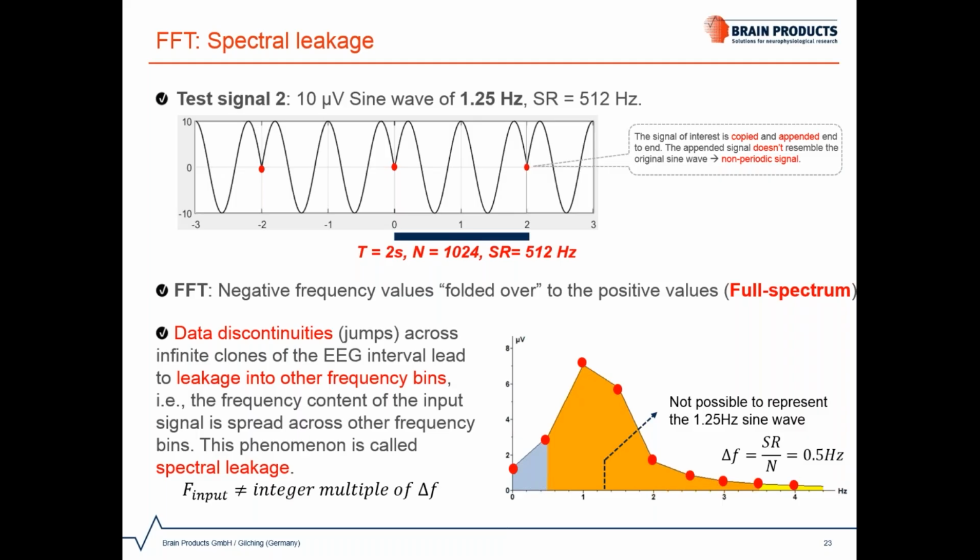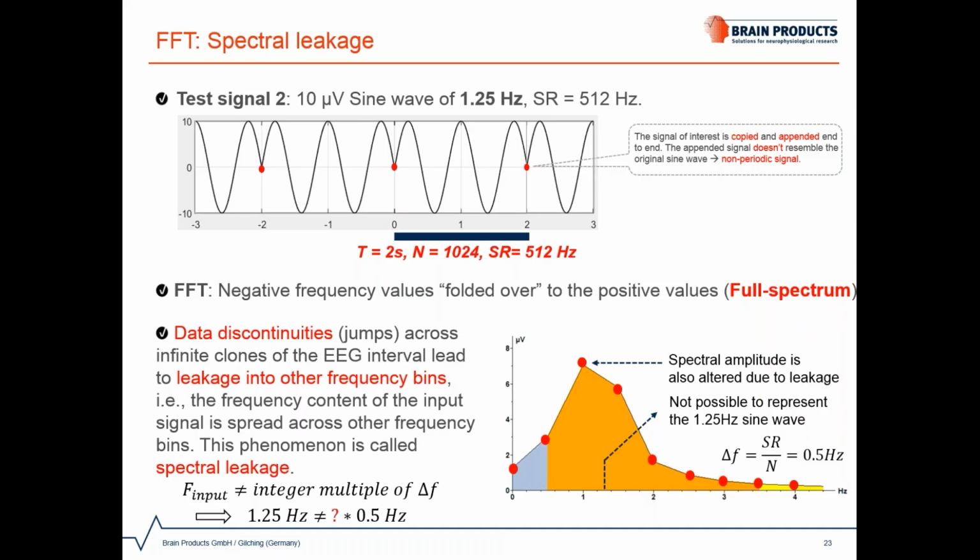In other words, if the input signal has a frequency which is not an integer multiple of the frequency resolution, then the entire energy will not be depicted in one frequency bin, but rather spread over across other frequency bins. As you can see in our example, 1.25 is not an integer multiple of 0.5, and that proves why we don't get the exact peak value. Moreover, the amplitude is also distorted due to leakage.